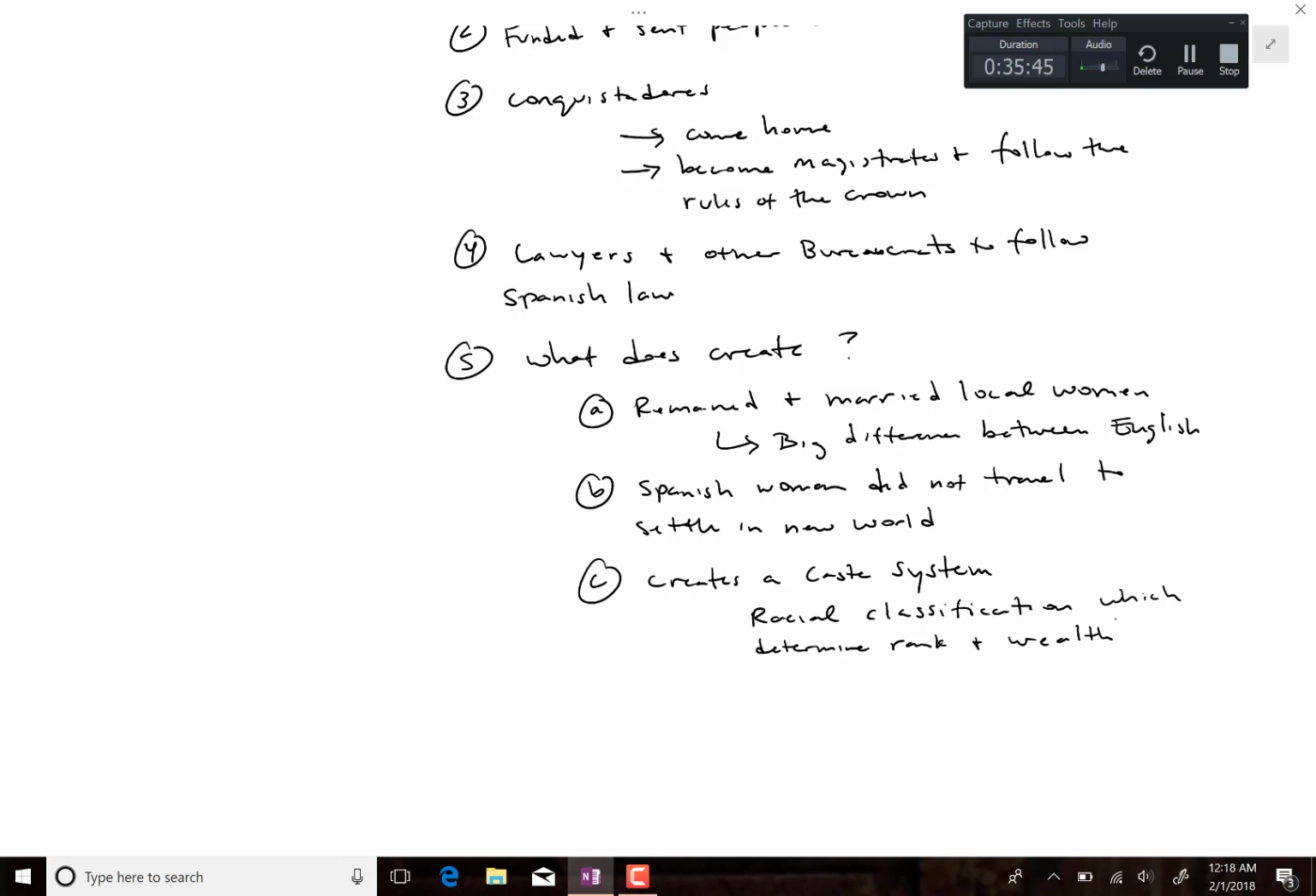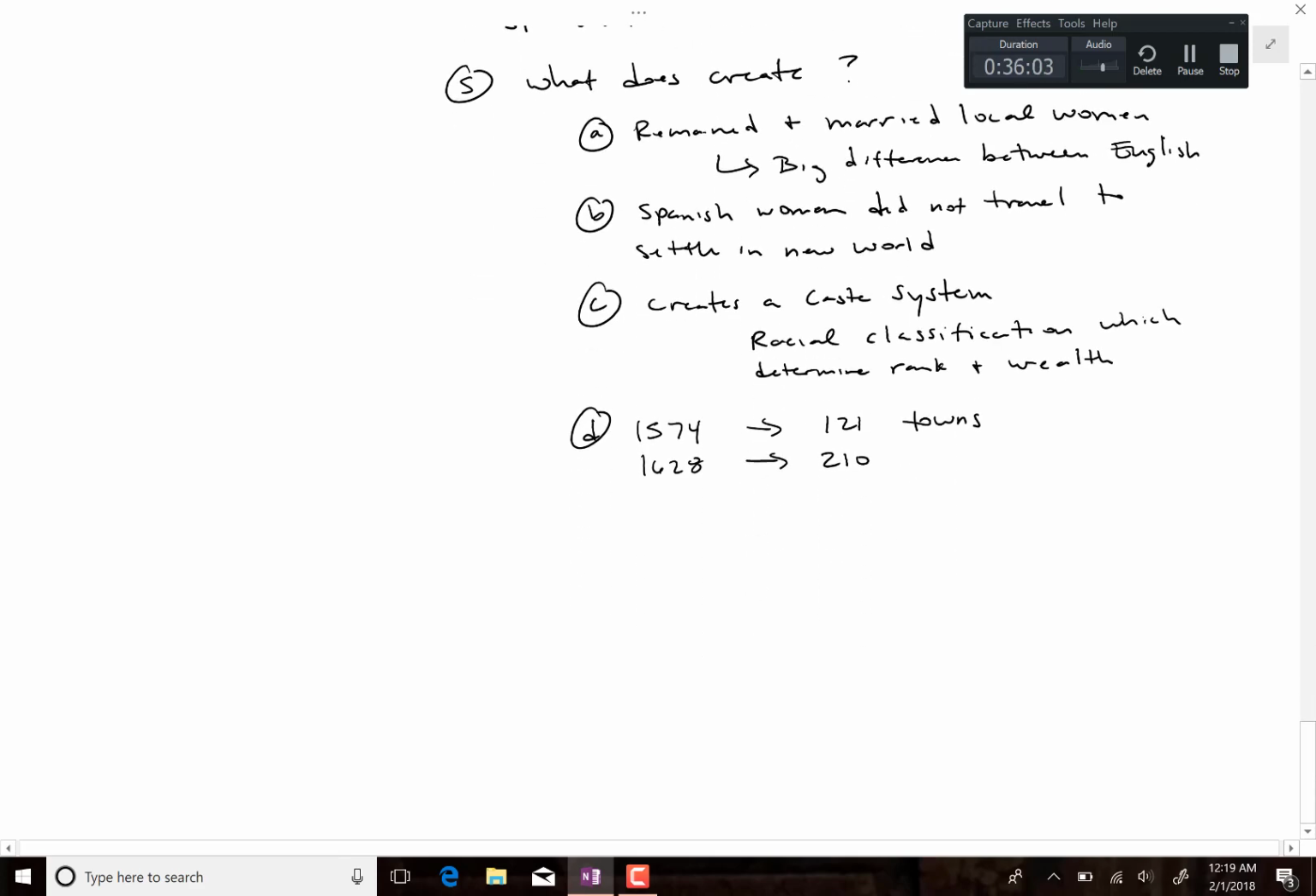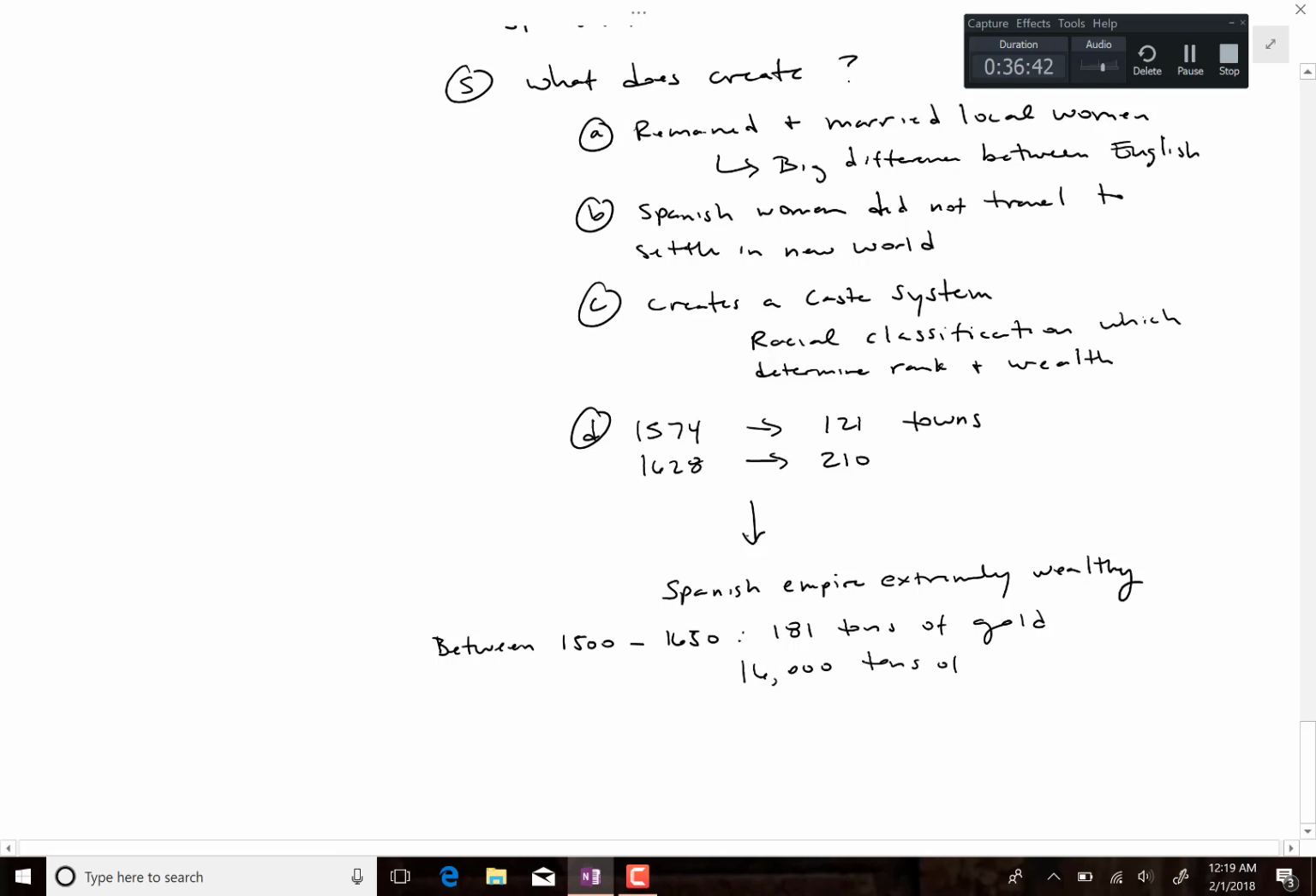From this, they are successful with establishing towns. By 1574 they had 121 towns, and by 1628 they were up to 210. This of course makes the Spanish Empire even more so excessively wealthy. They talk about how much, between 1500 and 1650, the Spanish brought back 181 tons of gold and 16,000 tons of silver. Then this went back to Spain.